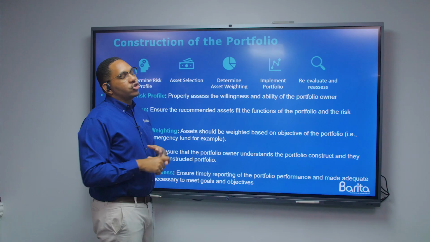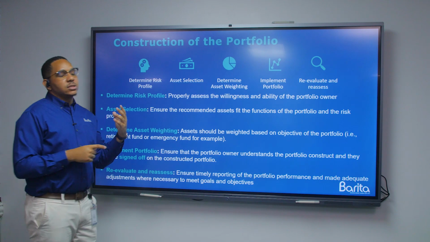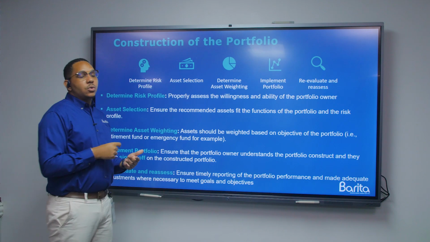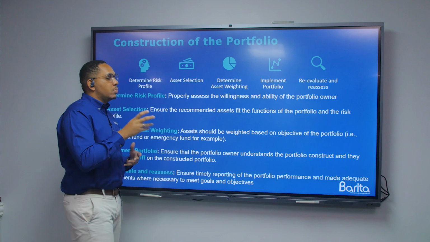Then the last and important step is reevaluating and reassessing the portfolio. I should have actually put rebalancing there as well, because the point was made earlier that when a particular asset may be growing or falling compared to where it should be weighted, you then want to reapply new monies towards it to make sure that the weighting remains correct.